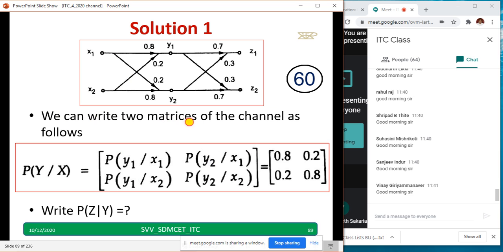We can write two matrices of the channel as follows. Probability of y given x equal to probability of y1 given x1, y2 given x1, like this. These probabilities are there in the given channel figure, so simply copy down and write it. Then you can find out probability of z given y from this. y1 given x1 is 0.8, y2 given x1 is 0.2. From these I am writing. Similarly, write down y1 z1, y1 z2. I will show that in the next slide.